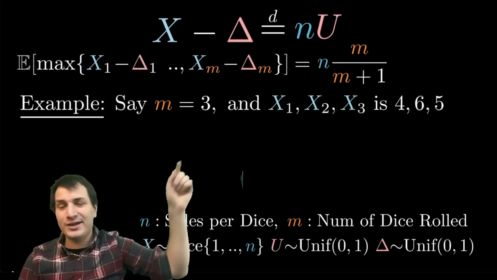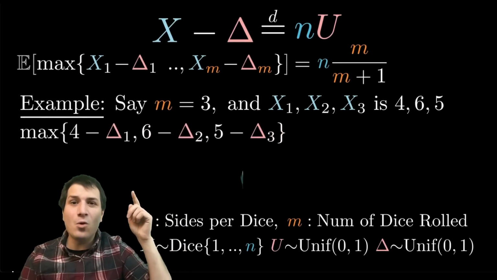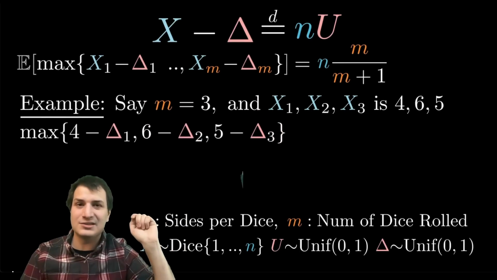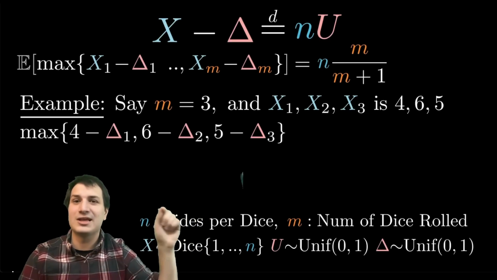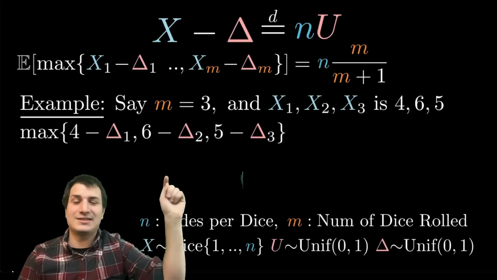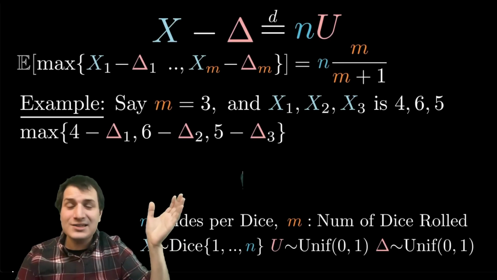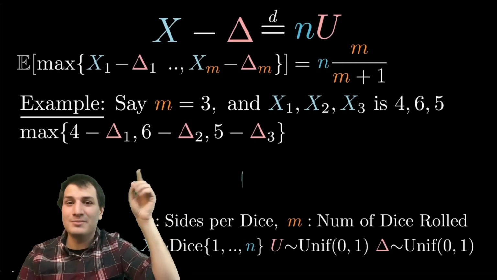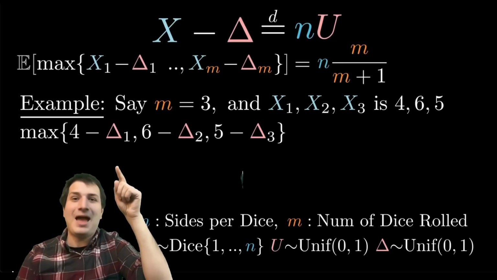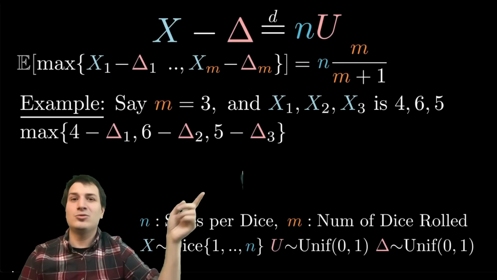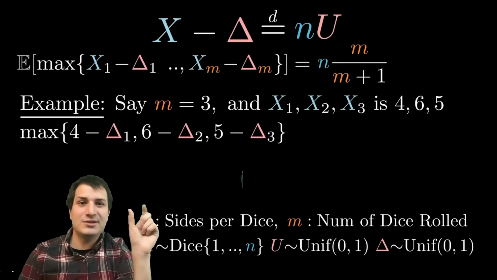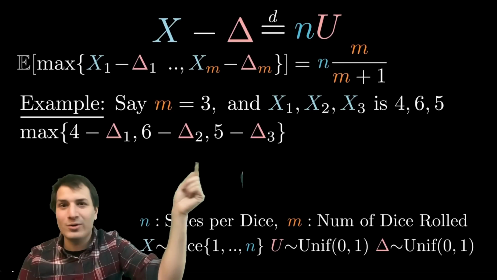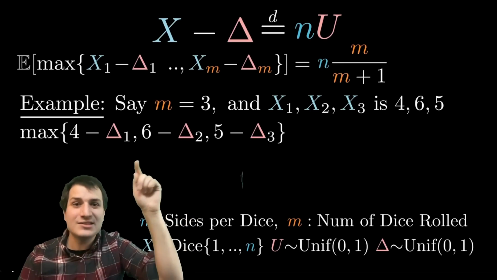Then what we're looking at over here is the maximum of 4 minus delta 1, 6 minus delta 2, and 5 minus delta 3, right? So the rounding for each of the dice rolls gets applied to 4, 6, and 5. And in this case, because 6 is the maximum, it really does not matter the values of delta 1, delta 2, and delta 3. 6 is always going to be the biggest one, right? Delta is always between 0 and 1. It can never change who is going to be the maximum in this equation. 6 is always going to be the winner.